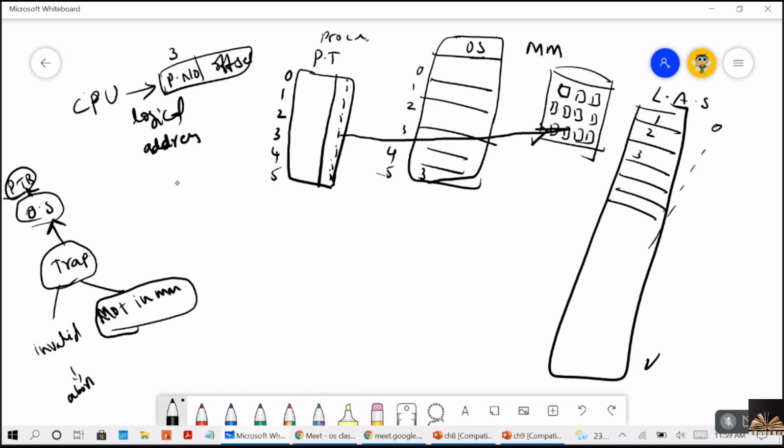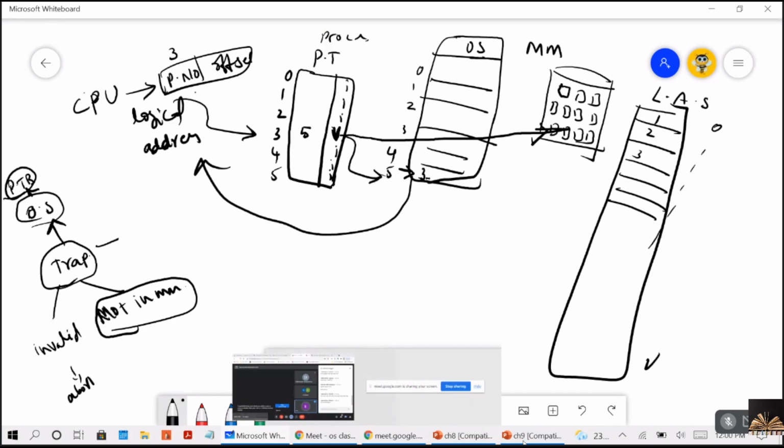Ikkada pettagane what I have to do, I have to update this. So this page 3 is loaded in frame 5 and now I should change the validation bit, make it valid, and restart the instruction. Instruction will be restarted. Restart aithe enti, ipudu page 3 is there in the page table. Now it will not be the trap. It will go to the page table location. From there it will go to the frame number. From there it will get the location, right? It will get the location and that particular instruction will be fetched by the operating system. So this is how your demand paging will work.